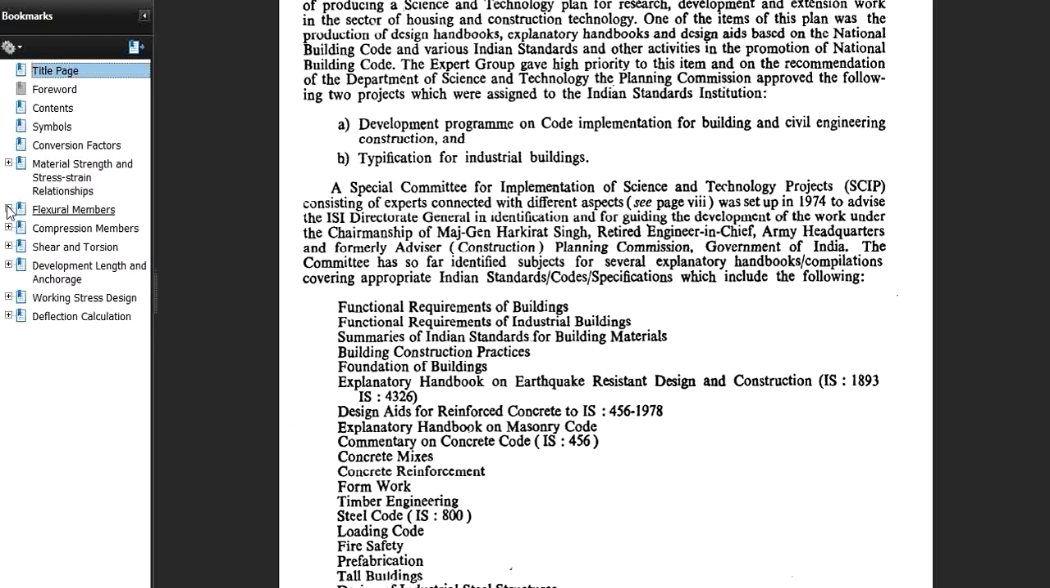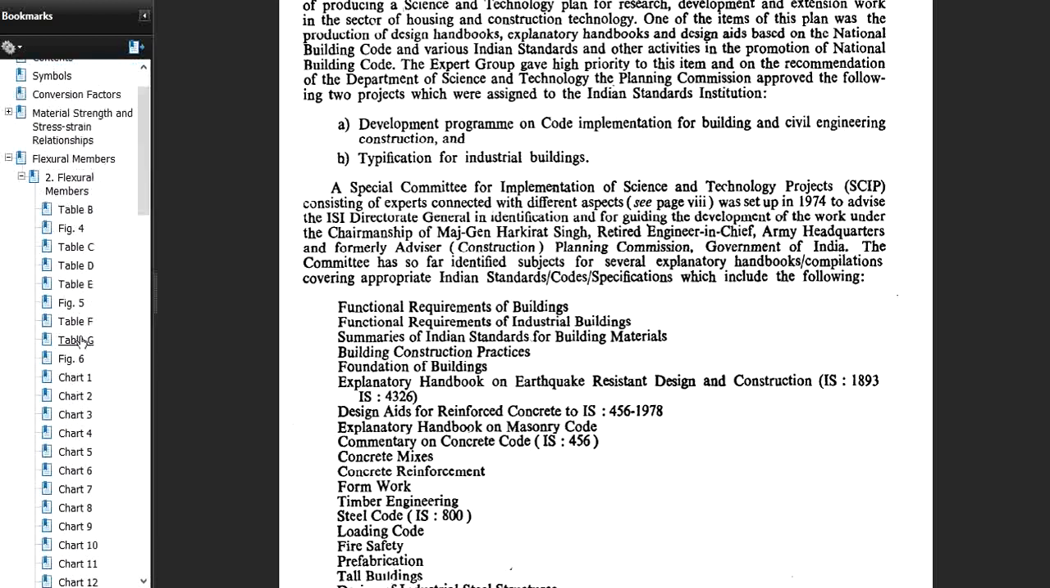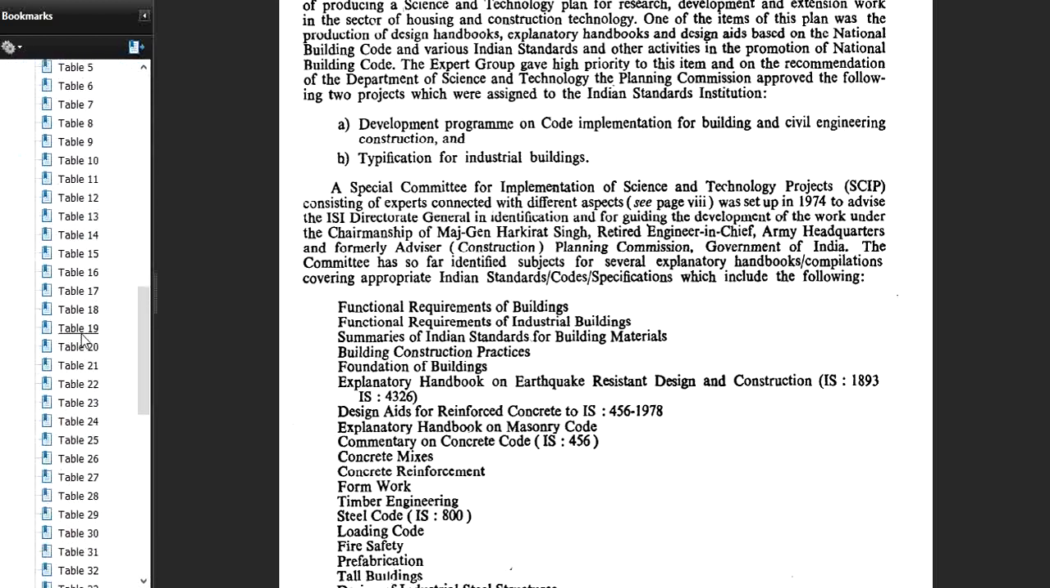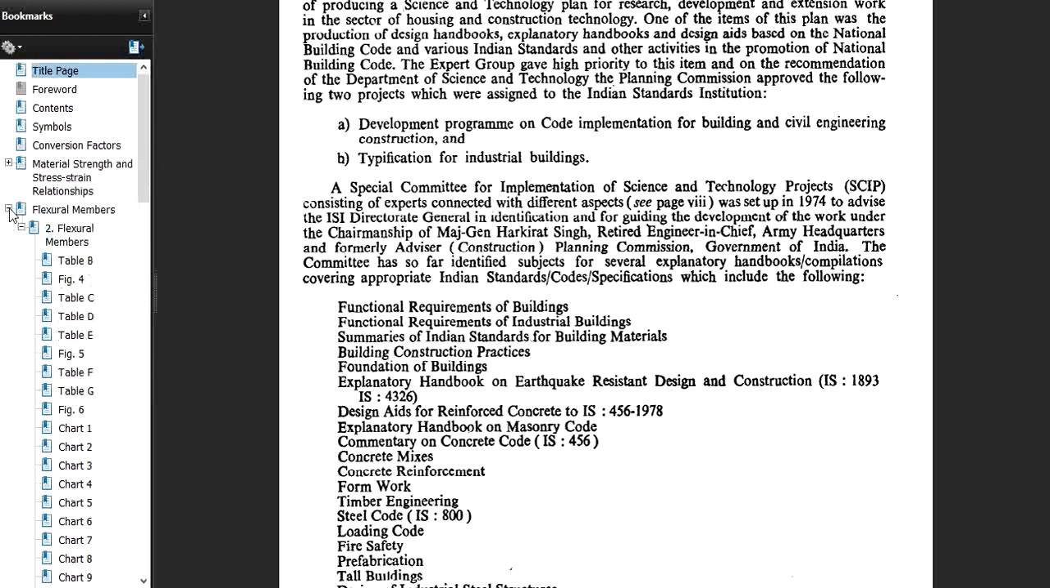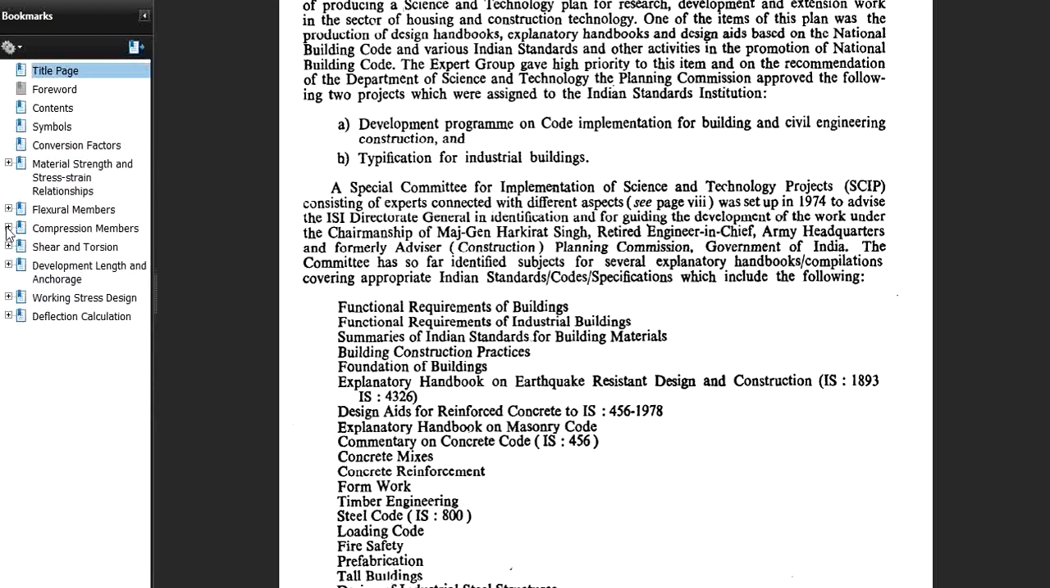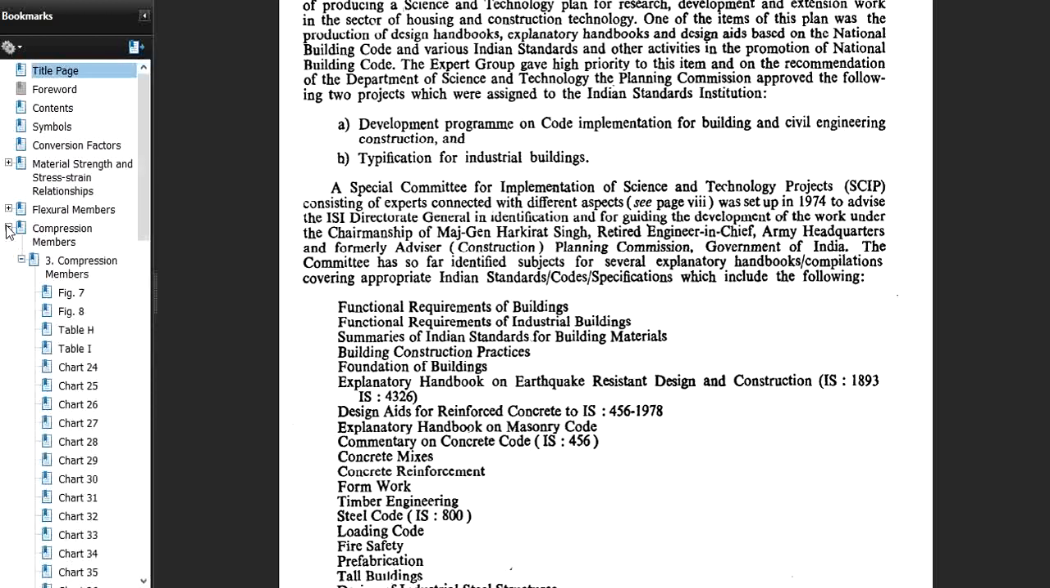Whatever design you do manually for a flexural member, what is a flexural member? The best example of a flexural member is a beam. So design of beams can also be done by using the charts in this particular code. You can see there are various tables and various charts given in this code for design of flexural members.